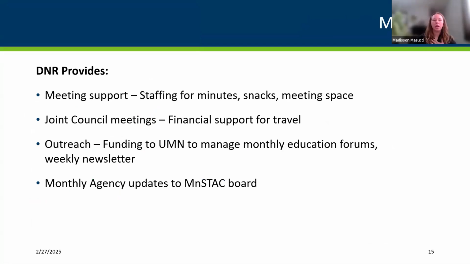So how do we at DNR interact with MnSTAC? The DNR provides support for the board meetings, such as staffing minutes, snacks, and hosting space for meetings. We also provide joint council meeting financial support for outstate board members to be able to travel to meetings. And we provide funding to the University of Minnesota to manage the monthly education forums and newsletters. And finally, we provide monthly agency updates to the MnSTAC board.